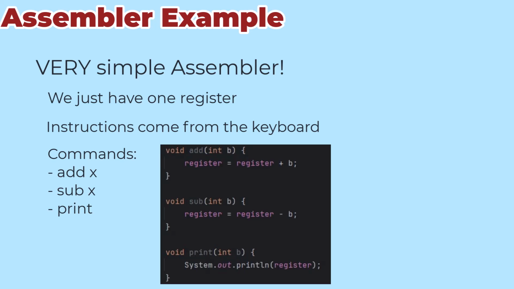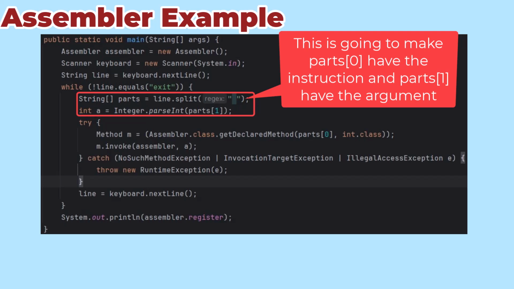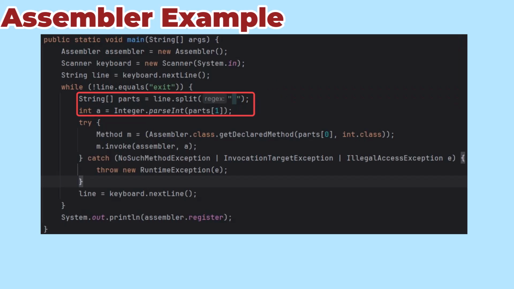In addition, each one of those methods has to have the same parameter list. So even the print method that doesn't need a parameter gets one. That's going to let the magic happen. With that infrastructure, my assembler just needs a loop that processes 1 line of code at a time. After I separate the instruction from the argument, I need to figure out which method to call for this instruction. I could have a big if statement or a switch block, but reflection gives me another option.